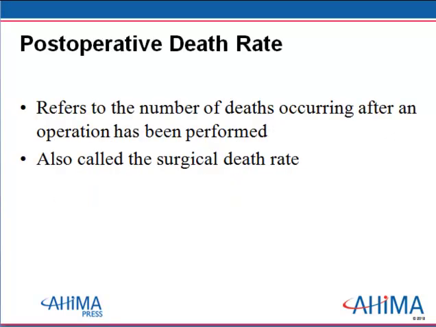The post-op death rate is also called the surgical death rate, and it refers to the number of deaths occurring after an operation has been performed.